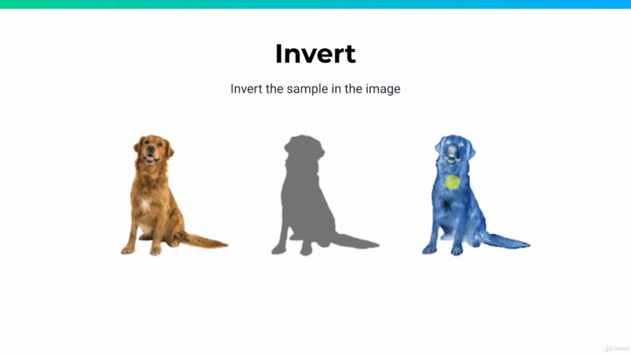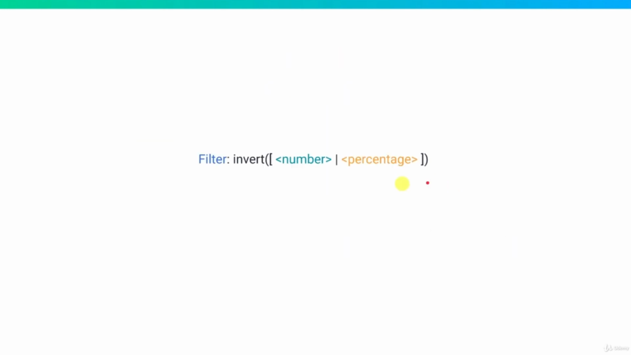Well, this is a very simple image filter function, but before digging into code, let me tell you what kind of value you can pass as a parameter in this invert function. So here we go. This is our invert function, and you can pass a number or percentage value as a parameter in this invert function. So let me go to my creator where I'll show you this invert function in action.